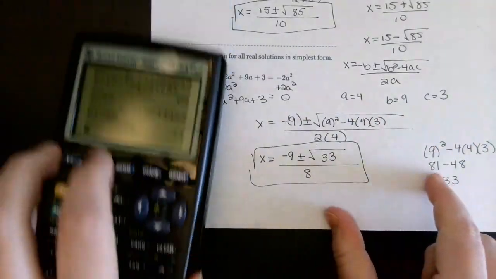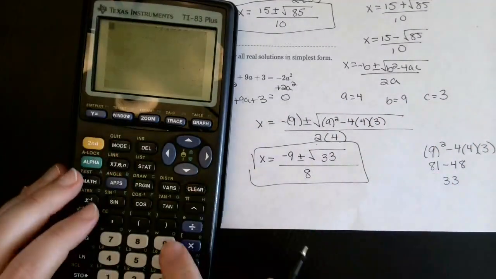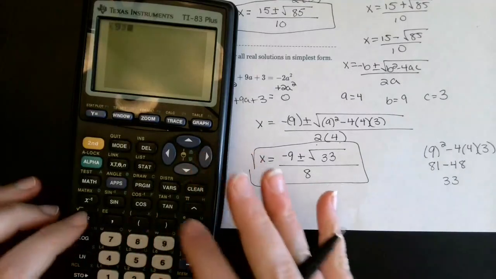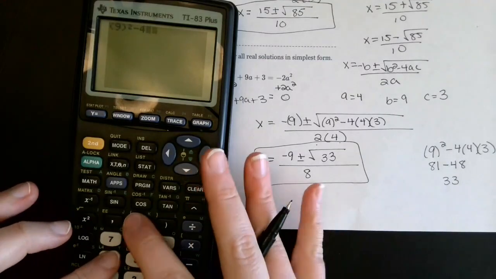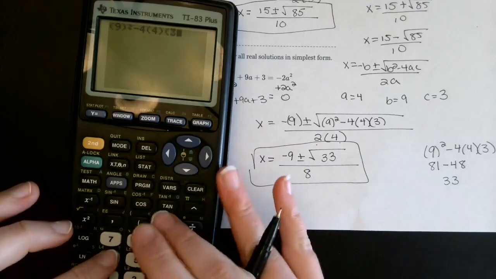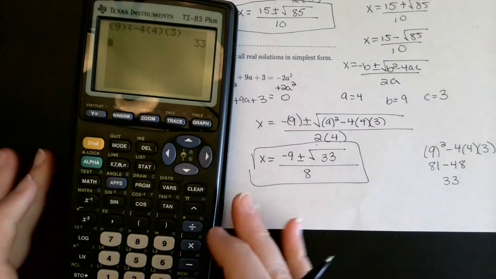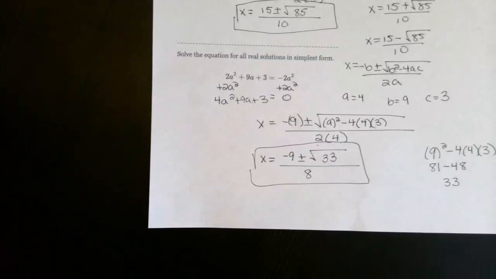If you can't do it by hand and you want to use your calculator, you need to do 9 squared minus 4 times 4 times 3, and you get 33. Again, watch the video about how to plug it into DeltaMath so you can get your answers correct.